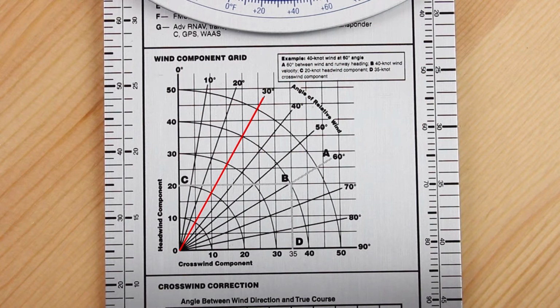Once you've located the 30-degree line, follow it inwards until it intersects the 20-knot arc. From the point where the 30-degree line intersects the 20-knot arc, draw lines straight down and straight across to find the headwind component on the left and the crosswind component on the right. You should find that there's a crosswind component of 10 knots and a headwind component of 17 knots.